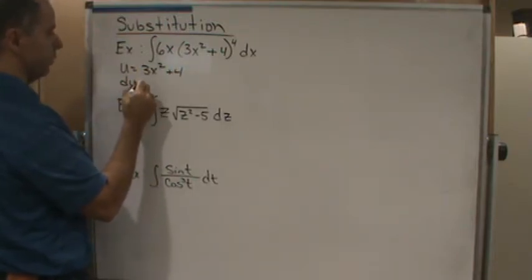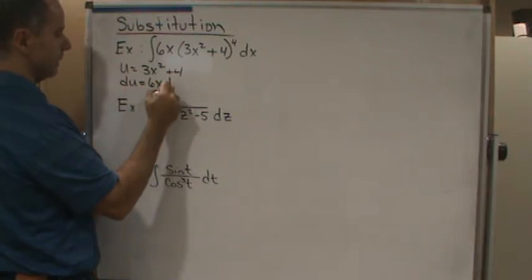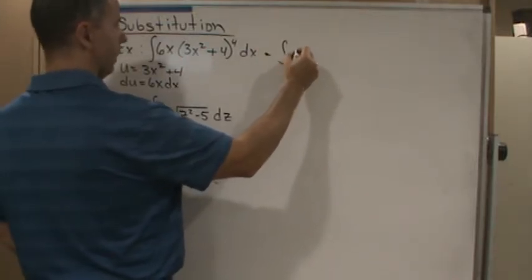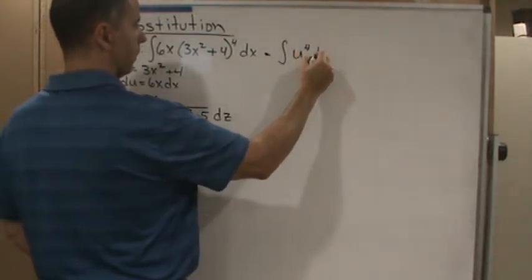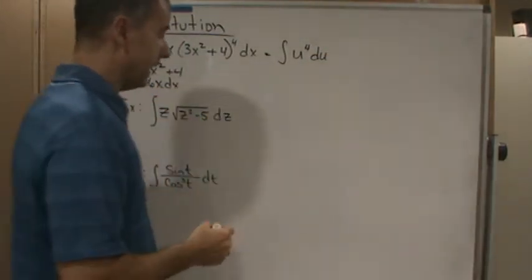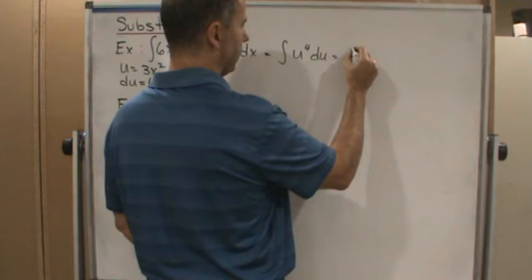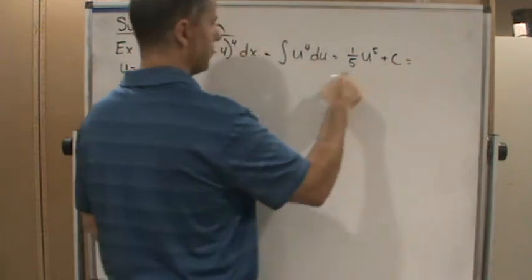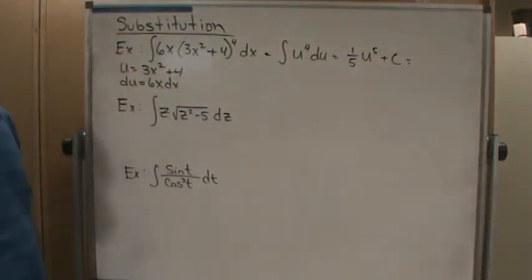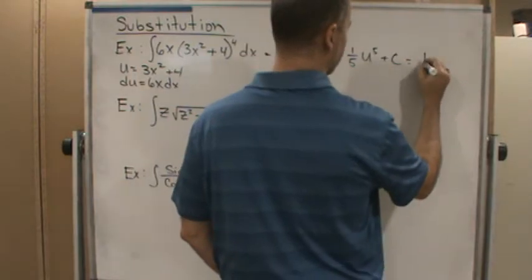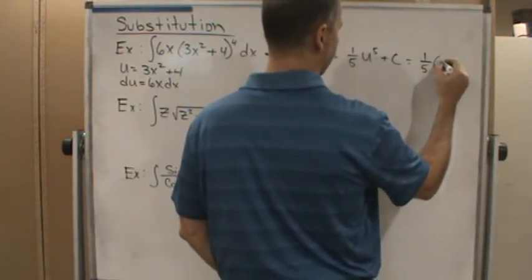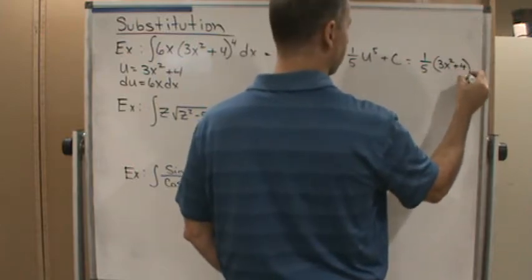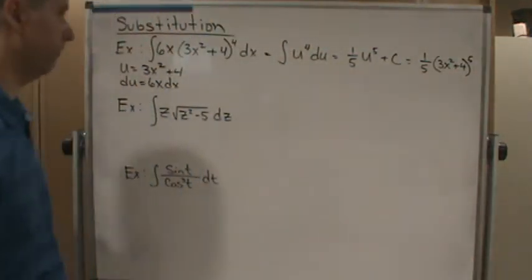So that du equals 6x dx. And so now my u substitution becomes this. My integral will become u to the 4th du, which I can easily integrate. And so that's going to become 1/5 u to the 5th plus c. And now I have to substitute in for u. What was u? 3x squared plus 4. So now this becomes 1/5 times 3x squared plus 4 to the 5th power. And I'm done. That's it.